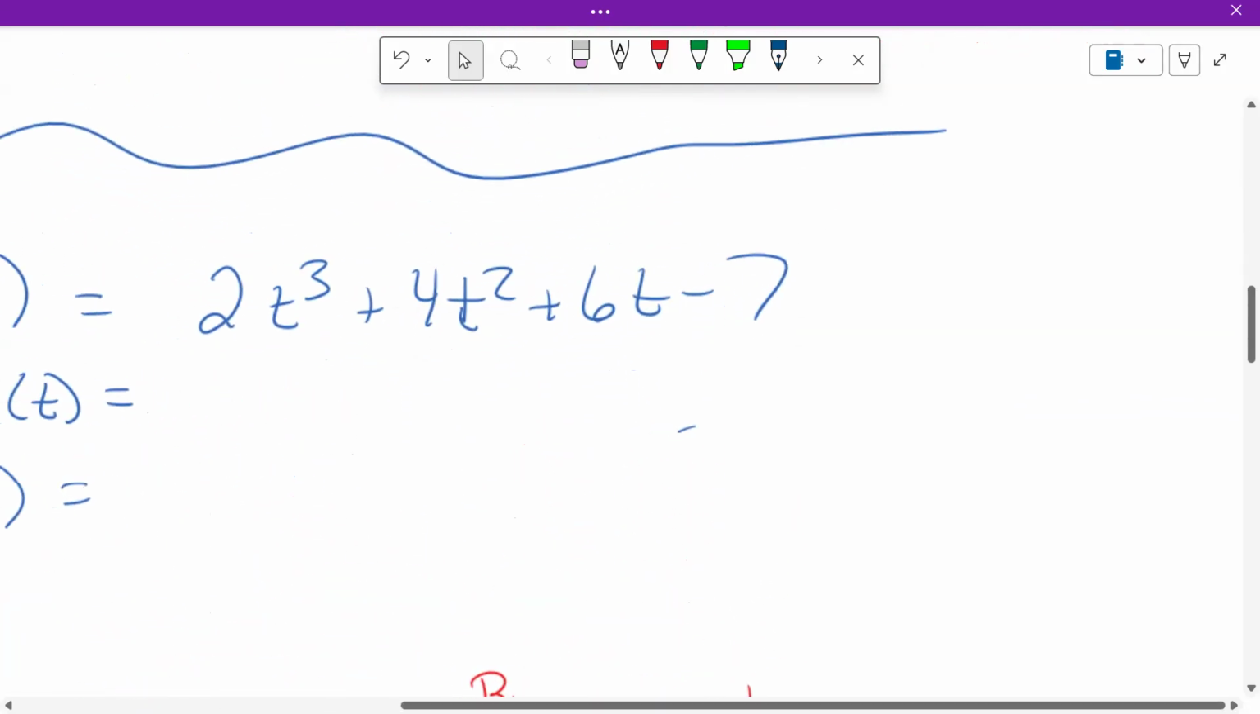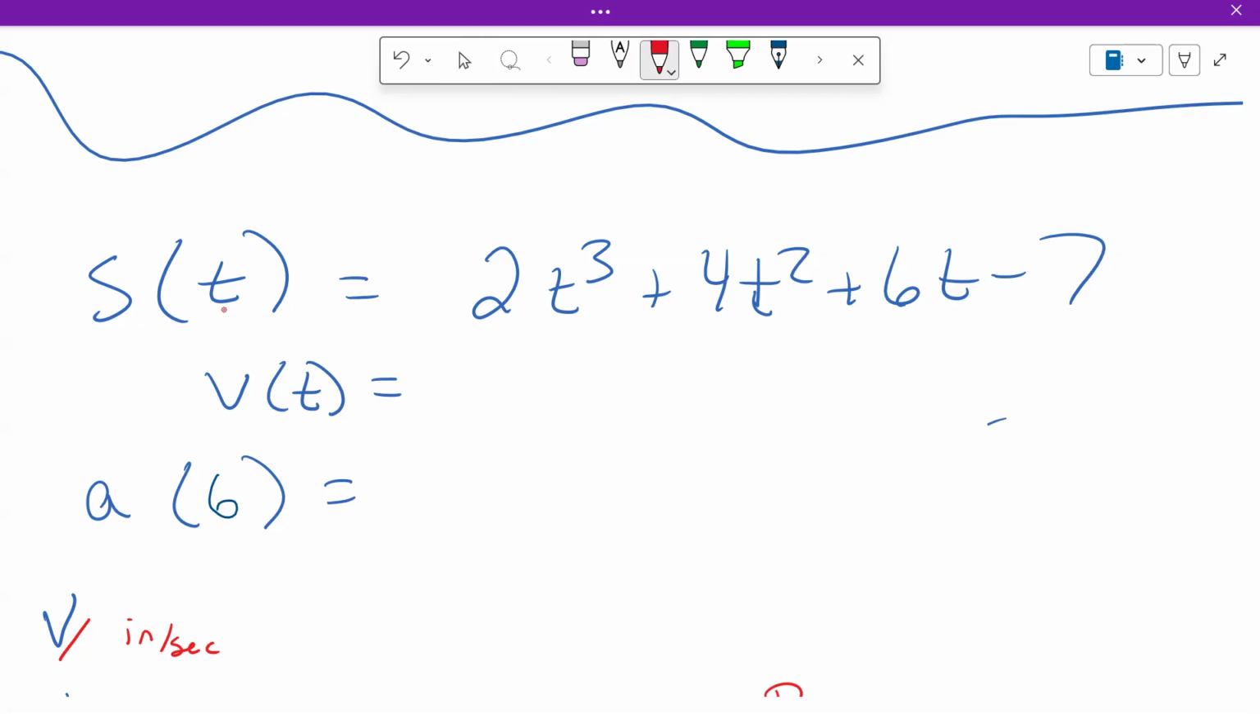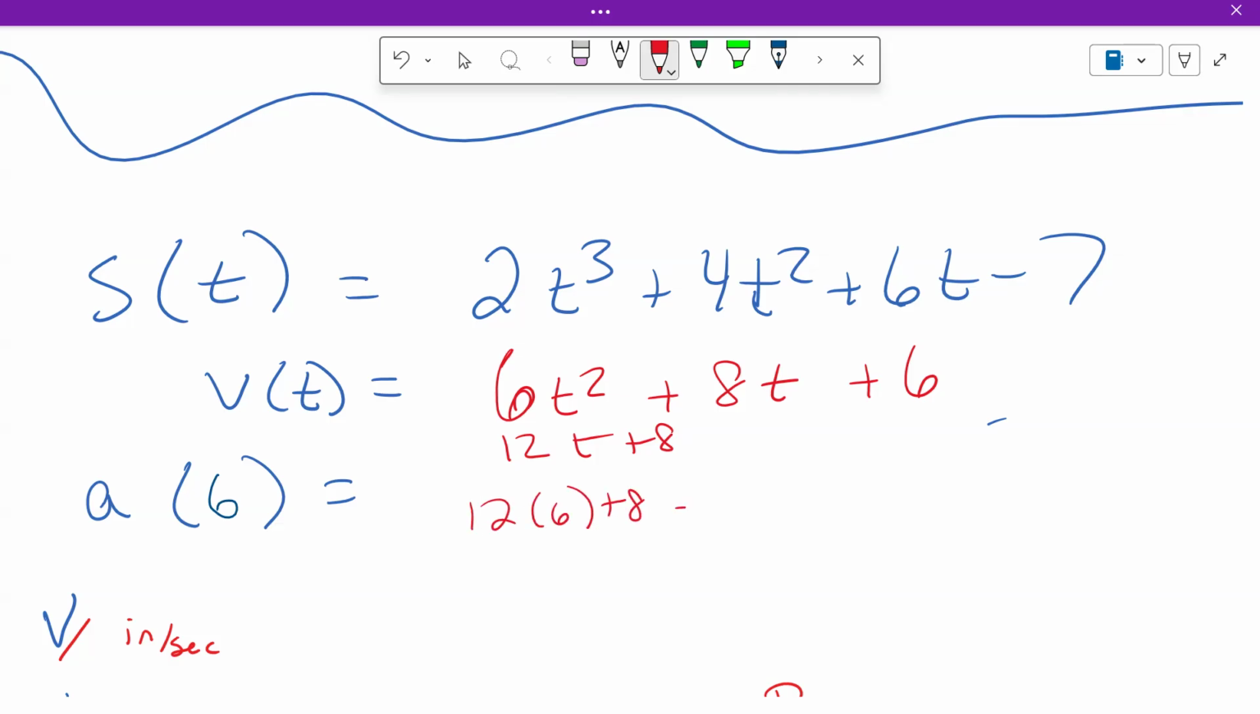Okay, let's look at this one. Here's the position of an object. What's its velocity? 6t squared plus 8t plus 6. What's its acceleration? 12t plus 8. What's its acceleration at 6 seconds? 12 times 6 plus 8, which is 80.